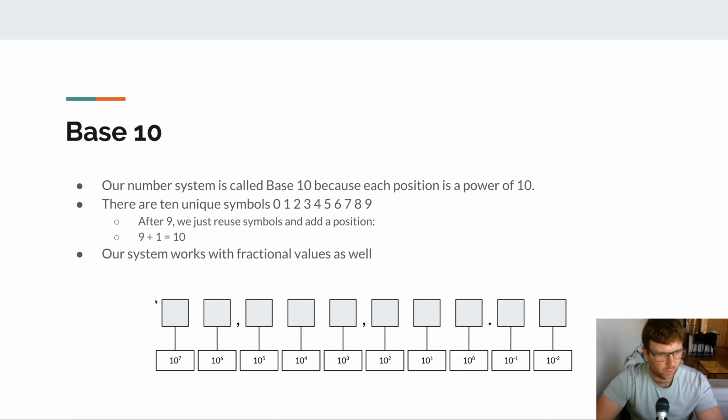The system works with fractional values as well. After the decimal place, we're just counting down. So this is 10 to the -1. This is 10 to the -2, and so on. Anything in front of the decimal place is, again, increasing powers of 10. So 10 to the 0, 10 to the 1, 10 to the 2, 10 to the 3, and so on.